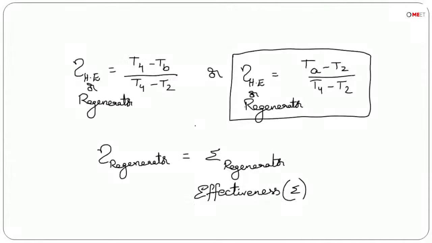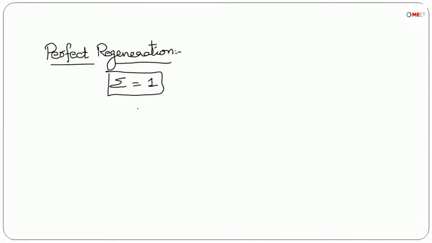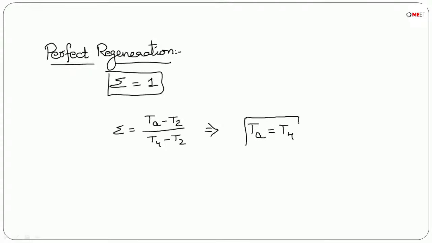Otherwise, effectiveness will always be less than 1. So for perfect regeneration, effectiveness must be equal to 1. When effectiveness is equal to 1, effectiveness is (TA minus T2) by (T4 minus T2). So this implies that when effectiveness is equal to 1, then TA must be equal to T4.